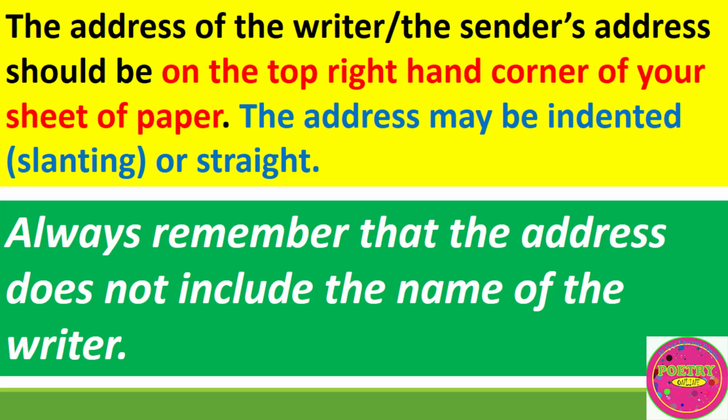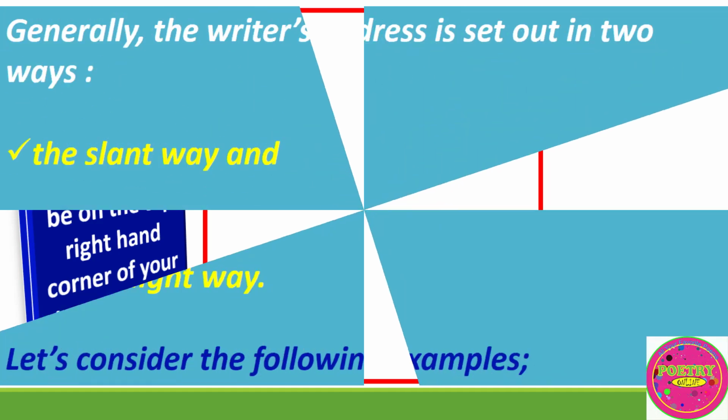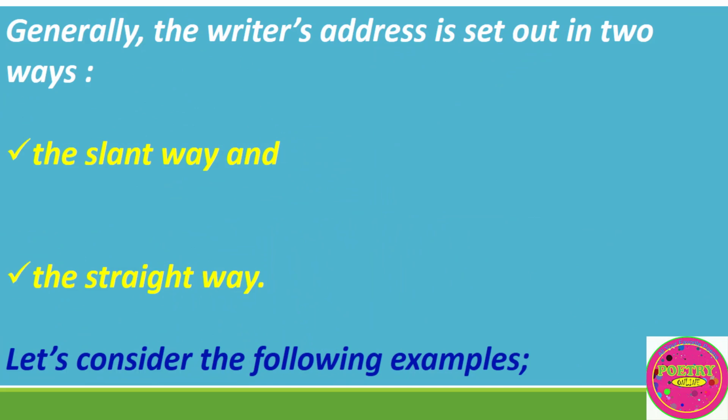So, as we said earlier, the address of the writer or the sender's address should always be on the top right-hand corner of your sheet of paper. For instance, if this is your sheet of paper, the area that is marked green, that is where your address is supposed to be. Generally, the writer's address is set in two ways. That's the slant way and the straight way. Let's consider the following examples.